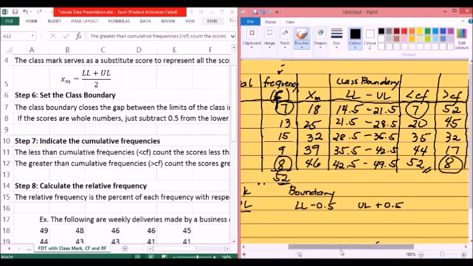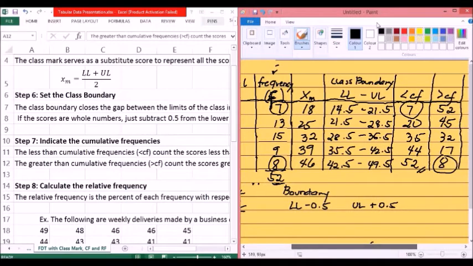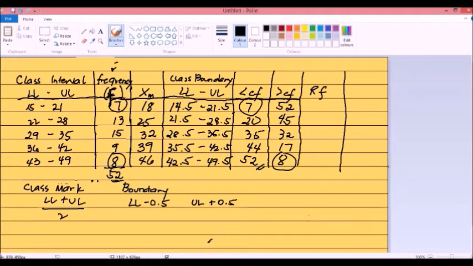So, relative frequency, i-maximize natin to para kitang-kita. So, to get the relative frequency for the first class interval, we have 7 divided by 52. So, type nyo na lang po on your calculator. 7 divided by 52. This is 0.1346. Kung i-percent natin, okay lang din naman. So, tanggapin na natin yung decimal.